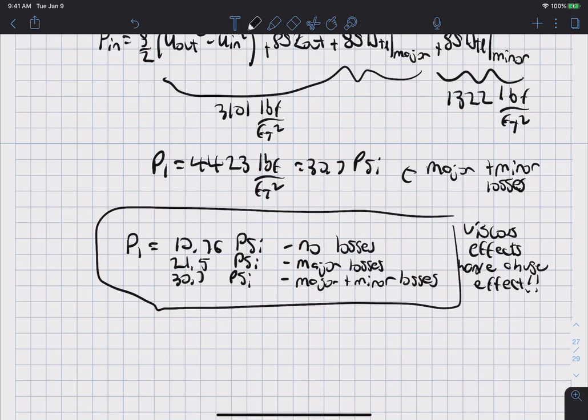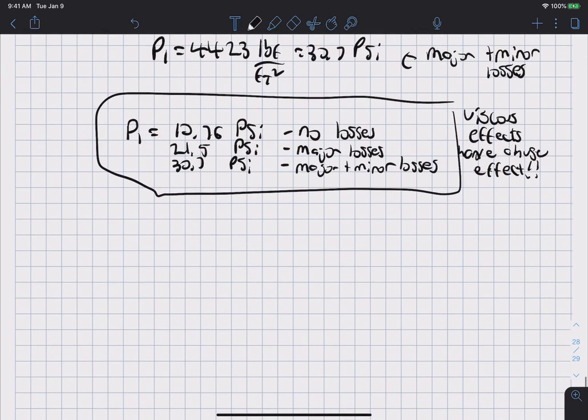Okay, so now we're going to do another example. This example involves the Alaskan pipeline. So crude oil is pumped through the Alaskan pipeline.